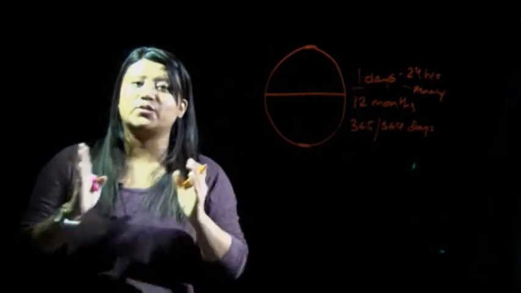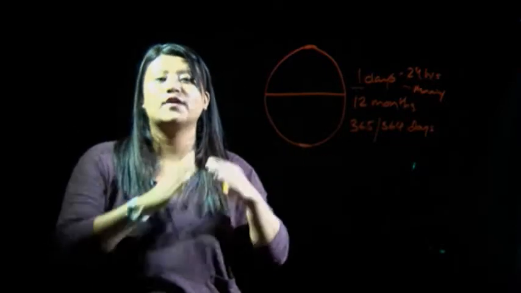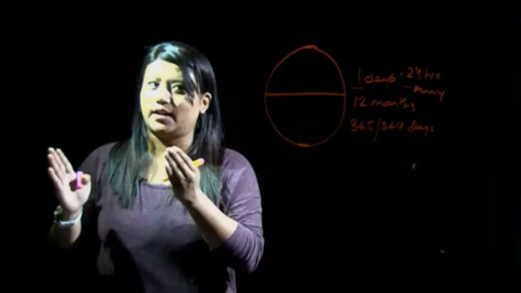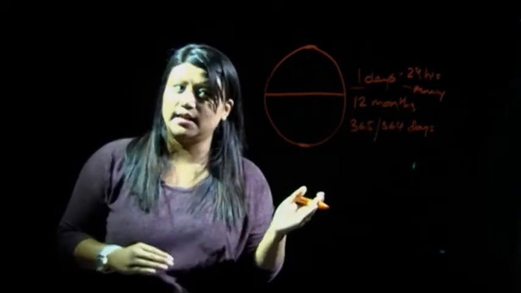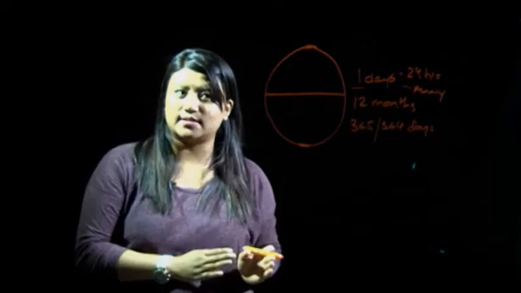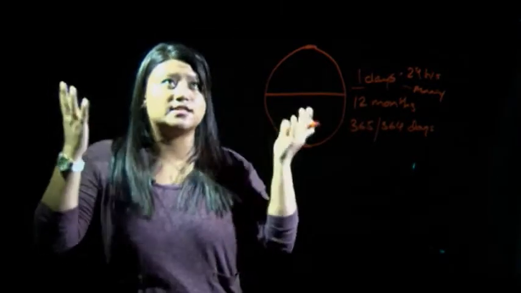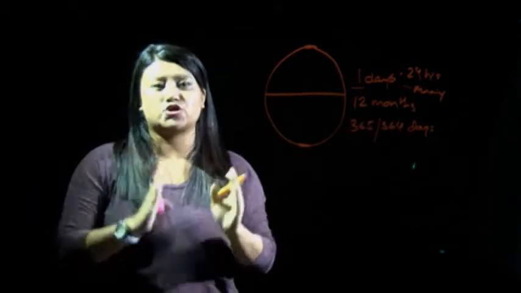The rotation of the Earth results in the day and night, the changing of the day and night. In 24 hours, you have a certain amount of day and a certain amount of night. And according to the seasons, you have longer days or you have shorter days. Like in the winters, we have shorter days and we have longer nights because it gets darker faster, whereas in the summer, we get longer days and shorter nights.